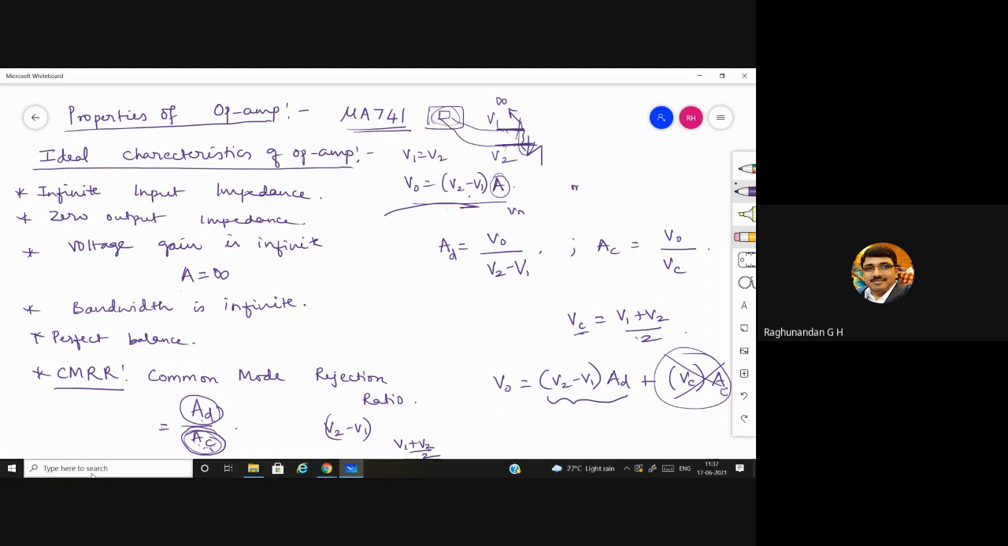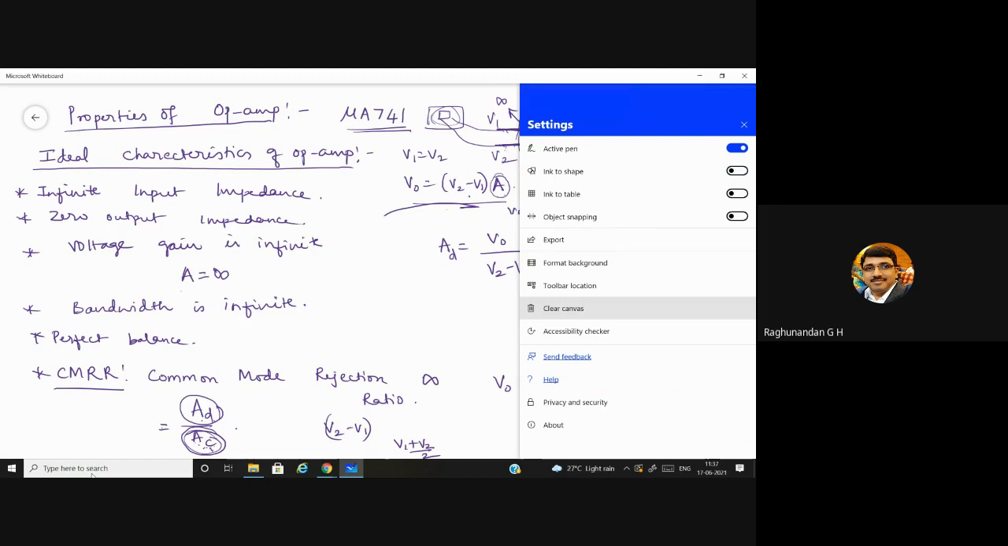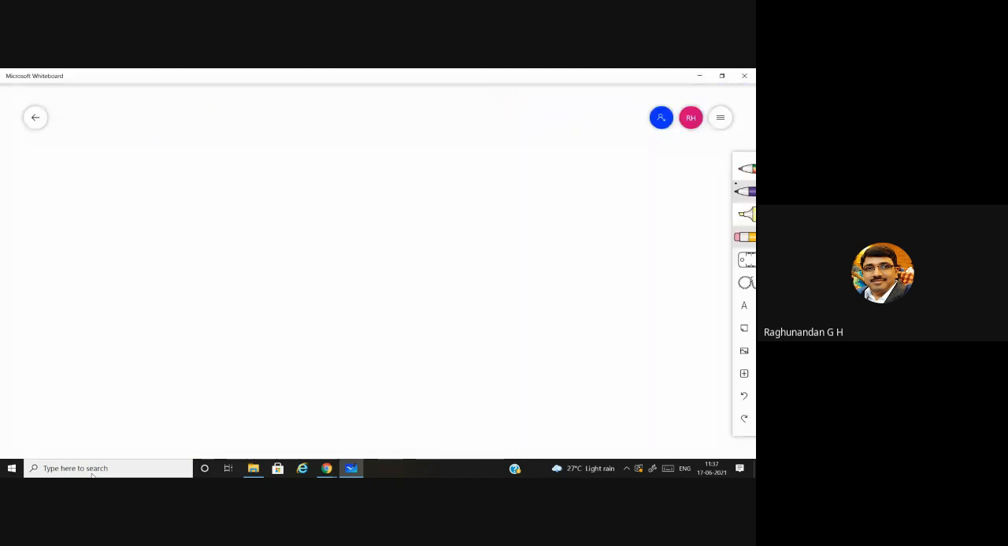However well the op-amp is able to reject the extra noisy signal, we say that the op-amp is good. So CMRR, ideally its value is infinity. Infinity means it has that much capability. It is not going to allow any common mode signals to get added into the op-amp. But practically it is not like that. After this, the next is slew rate.